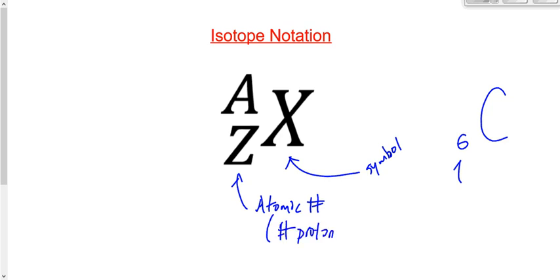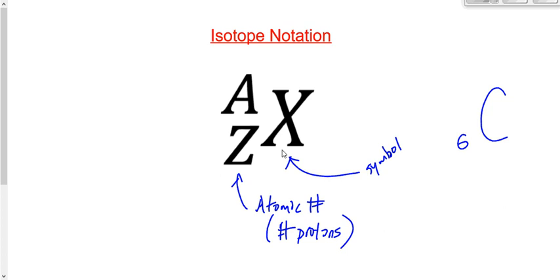That is always going to be the same no matter what kind of element, no matter what version of the element we have, no matter what isotope we have. So whether it's carbon-14, carbon-12, carbon-13, whatever the case may be, that bottom number will always be 6. If it's not 6, we don't have a carbon. If it's 7, we have nitrogen. If it's 1, we have hydrogen, and so on.